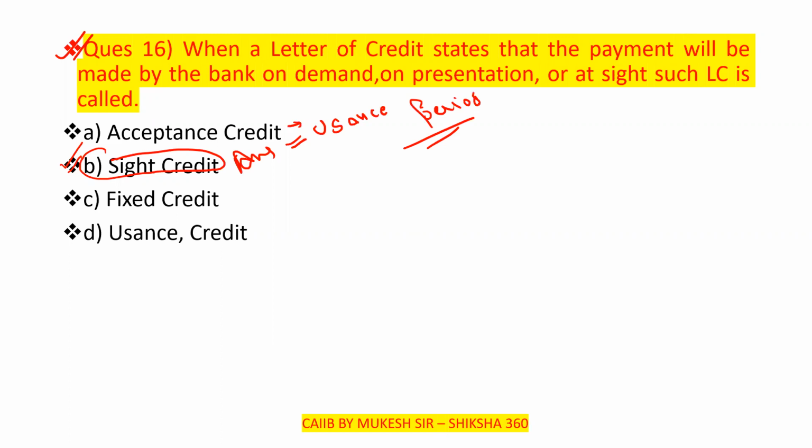On the sight credit, you will get the payment on presentation or on demand. So the correct answer here is option B, the sight credit. Option B is the correct answer here.